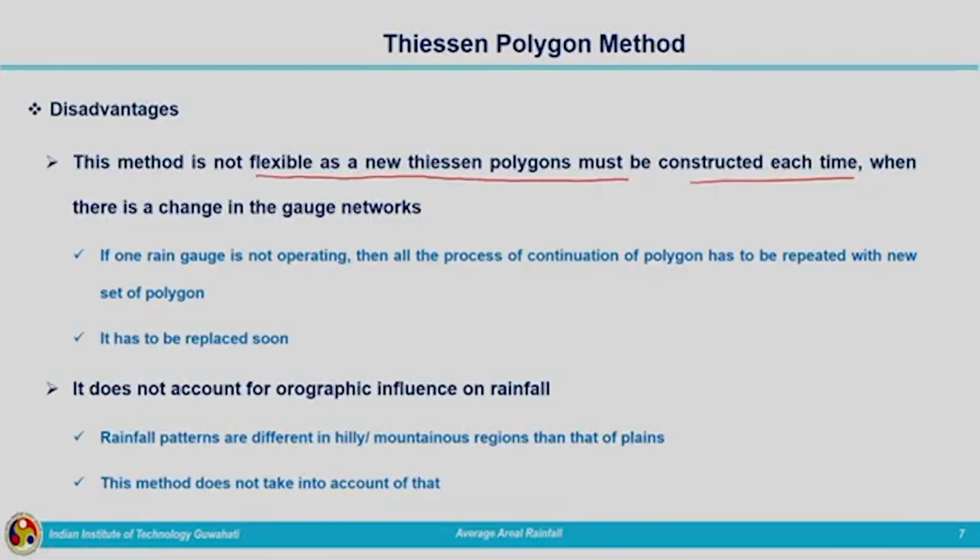Second one is that it is not accounting for the orographic influence on rainfall. Orographic rainfall is where it is occurring in the hilly or mountainous region. So, the type of area is not coming into the picture. Depending on the topography and features of the area, the types of rainfall which we are experiencing are of different types.